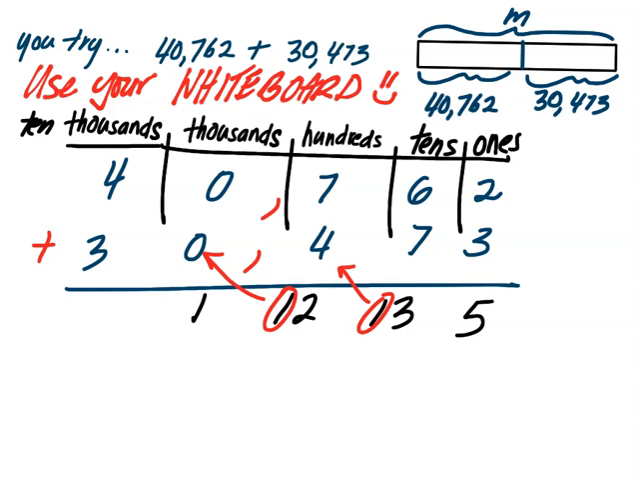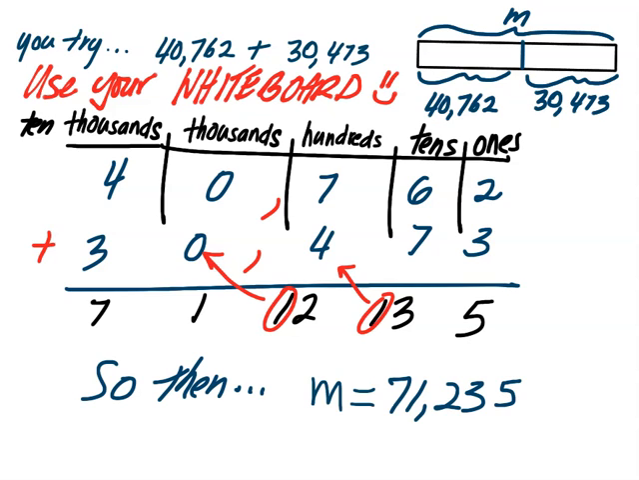And that puts a 1 in the thousands place, because before that, there were no ones in the thousands place. There were 2 zeros. And no need to carry any more. We end up with M equaling 71,235. This is pretty straightforward stuff. I don't see you guys having difficulty with this. I'm going to suggest that you probably were pretty good at this in 3rd grade too.